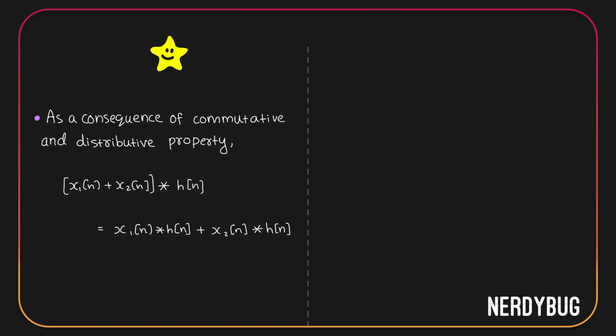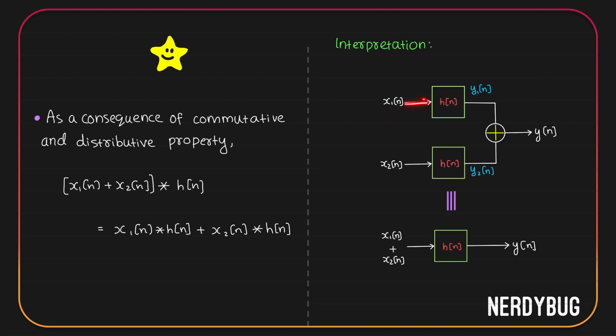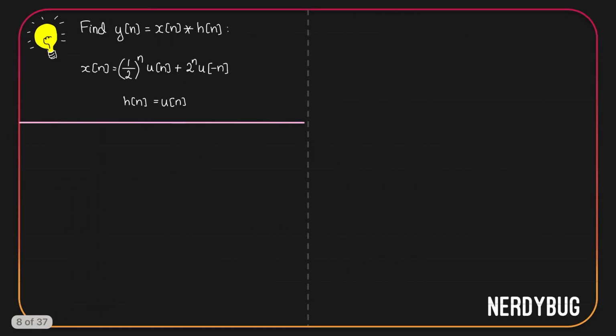Now this can be interpreted easily by using a block diagram like this. x1(n) is given as an input to a system whose impulse response is h(n) and it gives an output y1(n). x2(n) is given as an input to a system whose impulse response is the same h(n) and it gives us an output y2(n). We add them together to get the final output, that is y(n). This is the same as taking the sum of the two signals first, giving it as an input to a system which has the same impulse response h(n), because this will also give us the same old output y(n).